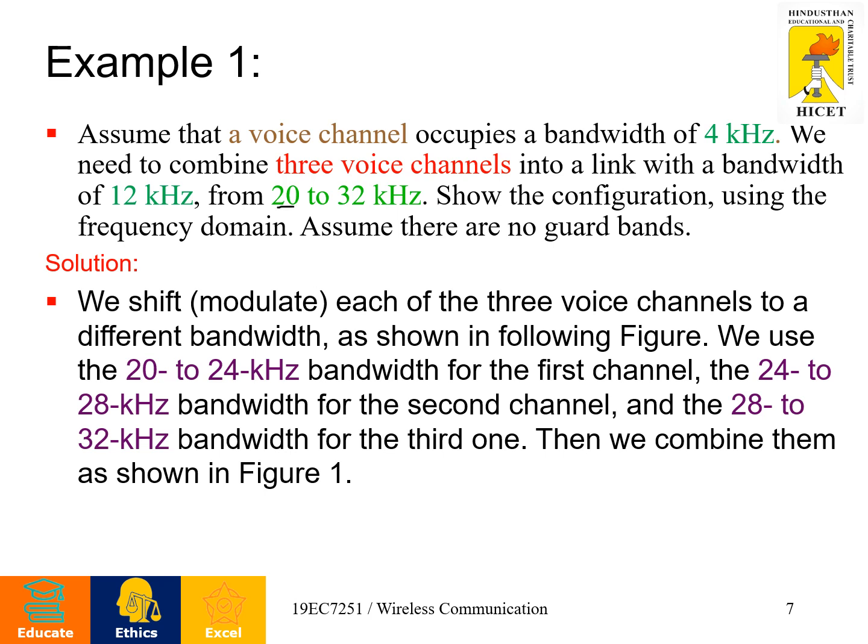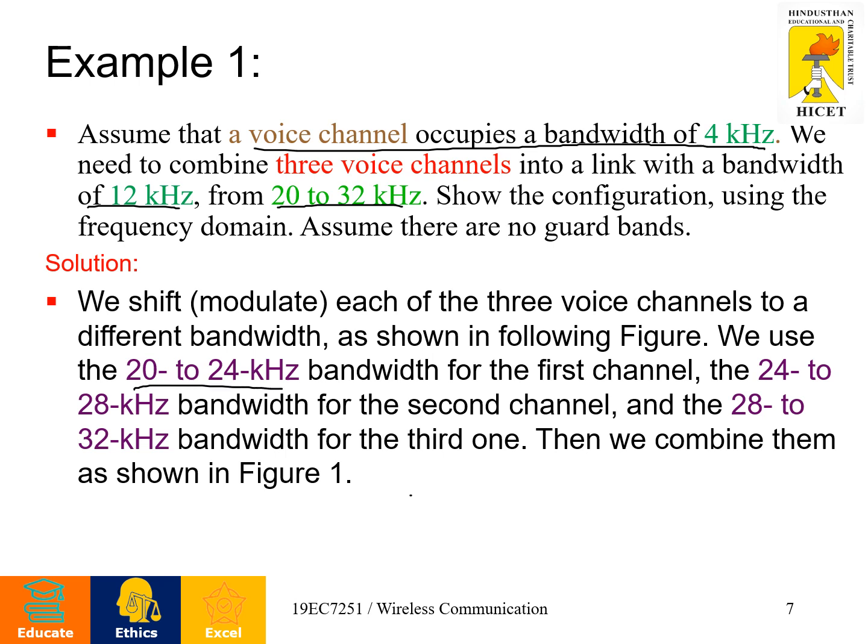So the actual frequency range allocation is 20 to 32. This is what is spectrum. So 20 to 32 kilohertz is our allocated range, and through which we are going to have a transmission of bandwidth 12 kilohertz, whereas each voice channel occupies a bandwidth of 4 kilohertz. So we have to start from 20.